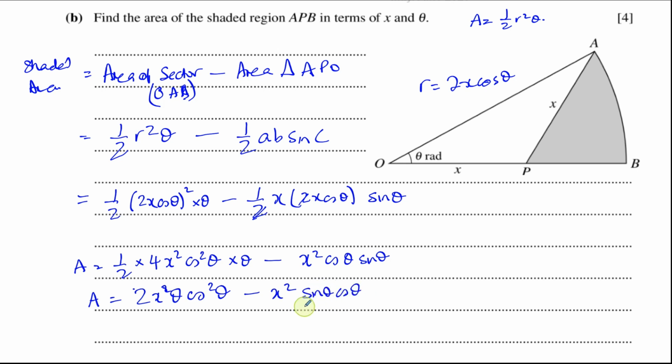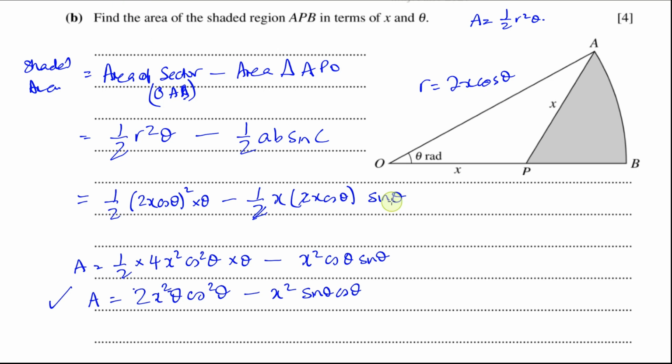You'll understand later on why I'm writing this in this way. You can write it either way, but I'm writing it for this way. You won't appreciate it maybe this year, you might next year. Okay, so that is one expression which is perfectly fine for the area of the shaded region.